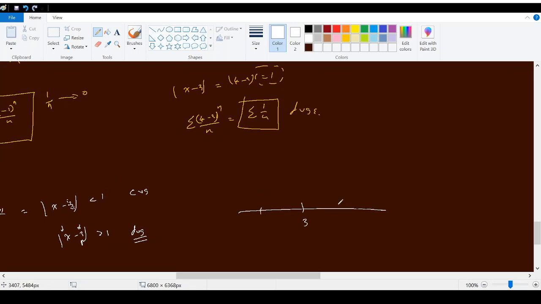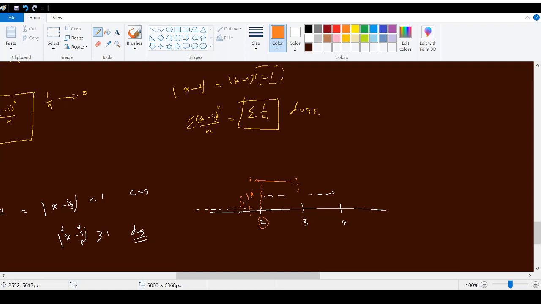So distance means, if it is just 1 unit, that means if it is 2 and if this point is 3, all the points in this region, whatever the point you choose in this region, the distance between that point and 3 will be greater than 1, because the distance 1 is represented by the number 2. So all the numbers on the left side of 2 will have a distance greater than 1.